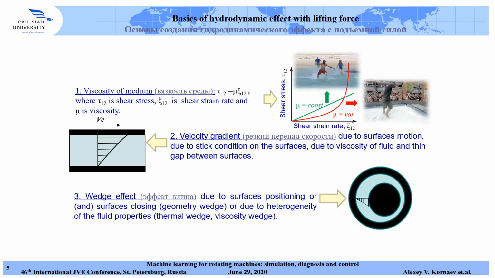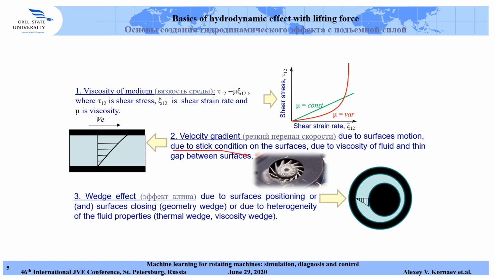water. Some fluids have non-linear viscosity. For instance, dilatant fluids turn to solid-like materials under very high speed deformation. Non-linear properties can be achieved by adding additives to water, oils, or other base fluids. Second point is that high velocity gradient occurs due to stick conditions.